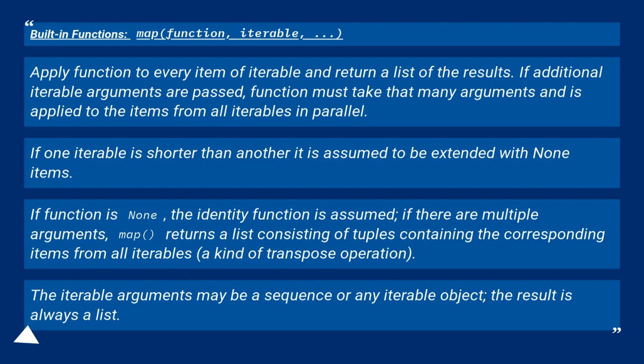If additional iterable arguments are passed, function must take that many arguments and is applied to the items from all iterables in parallel. If one iterable is shorter than another, it is assumed to be extended with None items. If function is None, the identity function is assumed. If there are multiple arguments, map returns a list consisting of tuples containing the corresponding items from all iterables, a kind of transpose operation. The iterable arguments may be a sequence or any iterable object. The result is always a list.